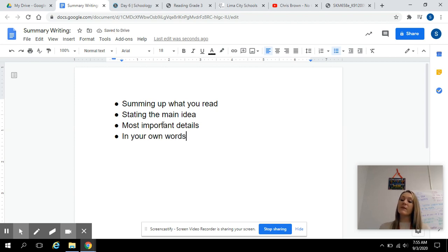Okay, so if you get something from the story, you need to cite that and say, in the text it says, okay? Everything else should be in your own words. It shouldn't be copied right from the text. You can rearrange the words and make it your own, but it shouldn't be exactly what is in the text.